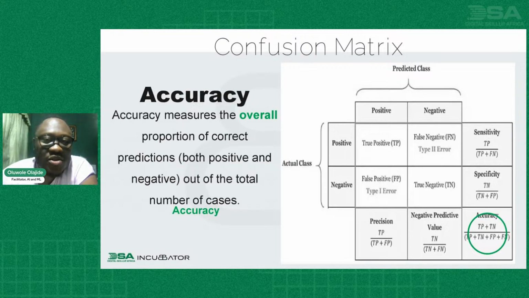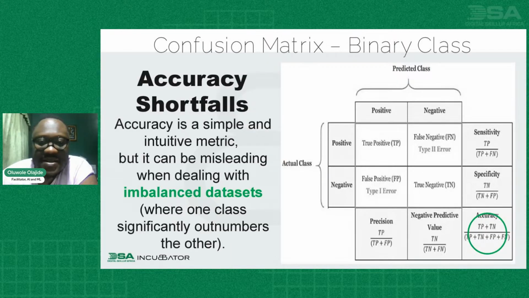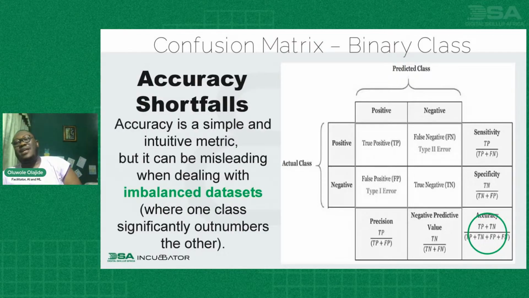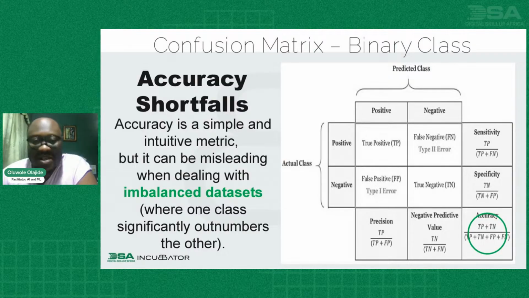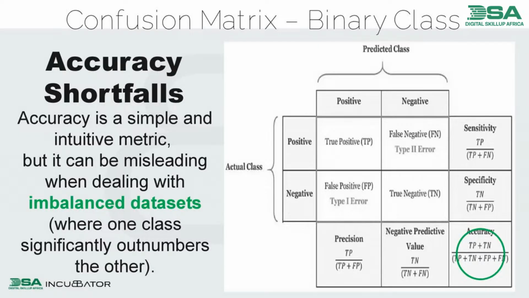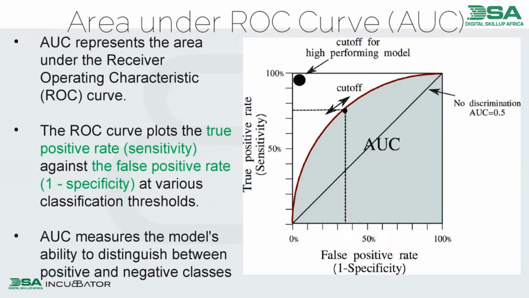All right. Then we talked about accuracy, the overall proportion of correct predictions, for both your positive and your negative, out of the total number of cases. Then what is the shortfall? I said one of the problems is an imbalanced data set. When you have an imbalanced data set, accuracy can tell you lies, but your precision will always let you know what is really going on. Then we spoke about area under the curve, where to use it and where not to use it.